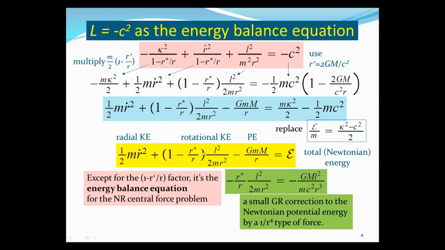Now, what's extra is this term here, proportional to the Schwarzschild radius. This term, we'll write it out, is just some factors times 1 over r cubed. So we can think of this as a GR correction to the Newtonian potential, a 1 over r to the 4th type of force. There's just the extra force factor coming from GR.